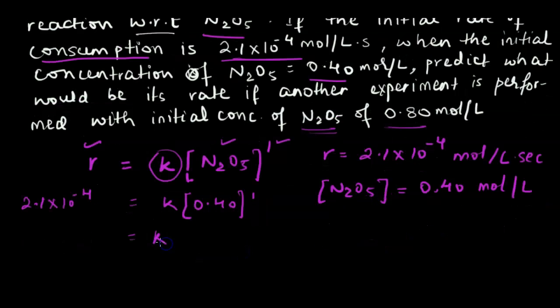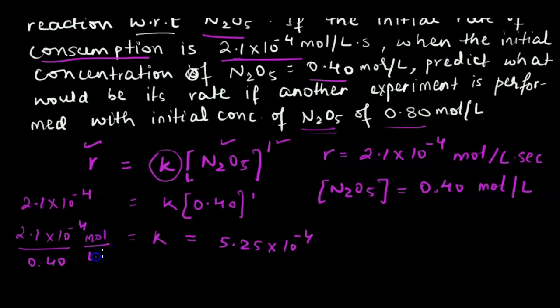We are looking for K, so we would isolate K. 2.1 times 10 to the power negative 4 divided by 0.40, and we get 5.25 times 10 to the power negative 4. And the units: the rate is in moles per liter second, and here we have moles per liter. So the liter cancels, the mole cancels, and we are left with this number per second.